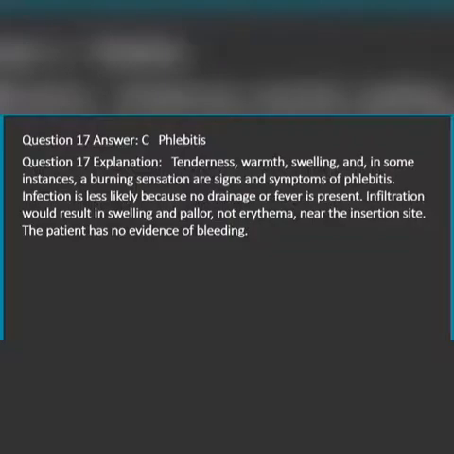Question 17. Explanation: Tenderness, warmth, swelling, and, in some instances, a burning sensation are signs and symptoms of phlebitis. Infection is less likely because no drainage or fever is present. Infiltration would result in swelling and pallor, not erythema, near the insertion site. The patient has no evidence of bleeding.